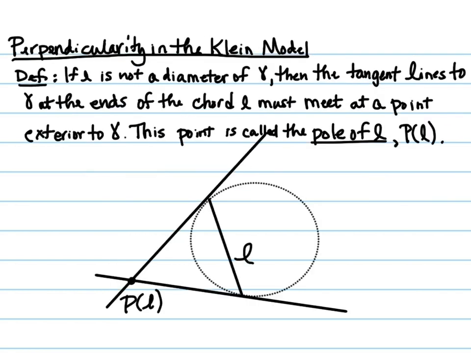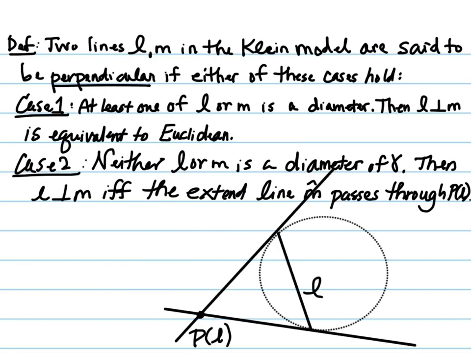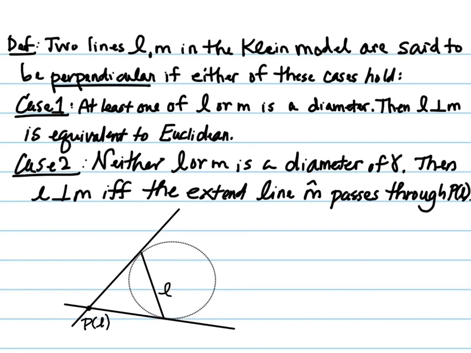Actually, let me see if I can get a diagram from the other slide. Okay, so that same diagram we had before, this would be L, and if we had another line that's going to be perpendicular to L, it would have to be passing through the pole. So this would be an example of a line M that we would consider to be perpendicular because it's passing through P of L, the pole for chord L. And this would be M hat. So M is the line inside, M hat is our extended line in Euclidean geometry.